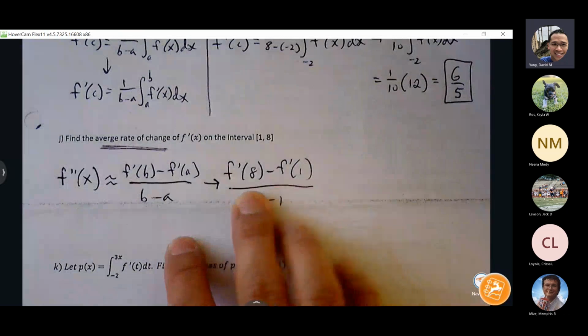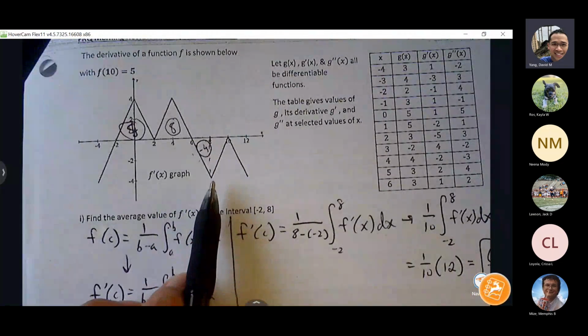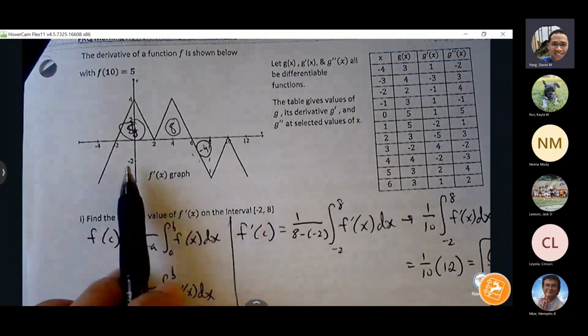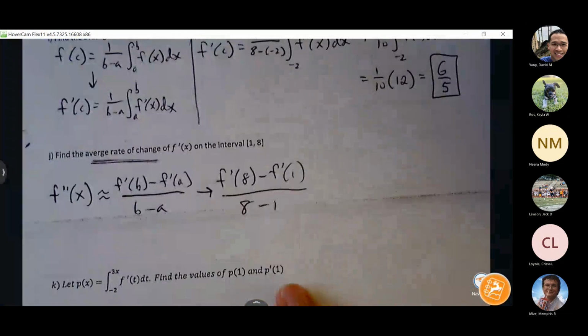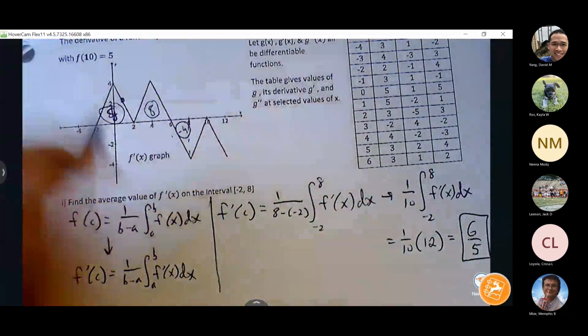Okay, so f prime of 8, that's just asking for the y value. This is the f prime graph. So f prime of 8 is -4. F prime of 1 is right here. Sorry, it is 2.